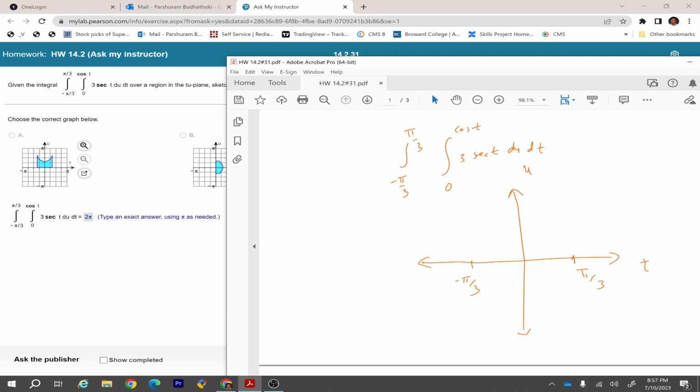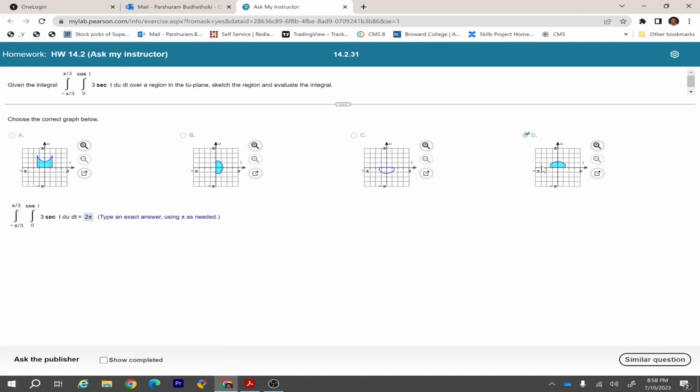So when we plot the graph for the cosine function from negative pi over 3 to positive pi over 3, this is what we're going to get. This is where we would like to find the double integration. This is the graph for cosine t, it's a function of t. This is u. Okay, so we compare that here and we can see that this is the region we have given. And now we need to calculate this integration.